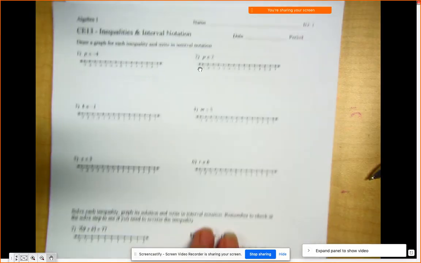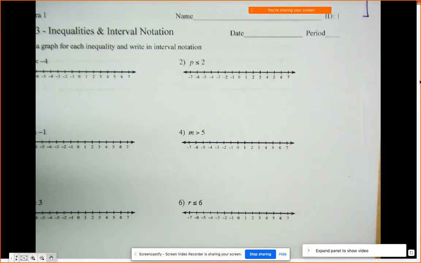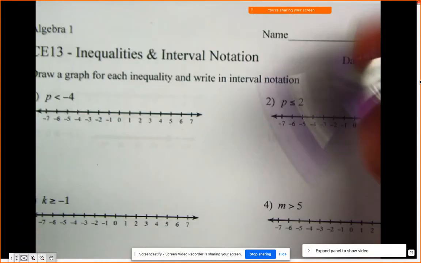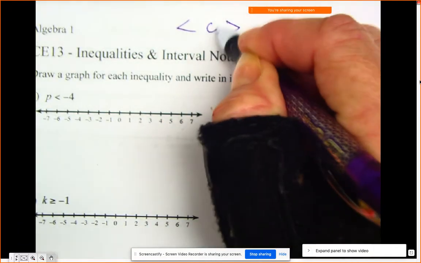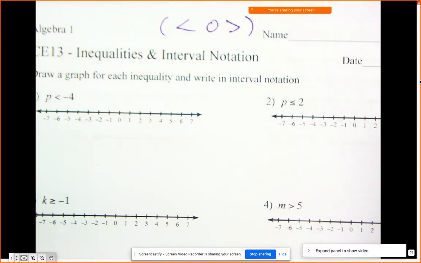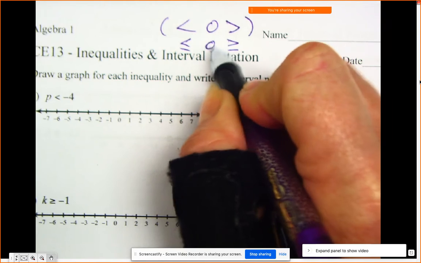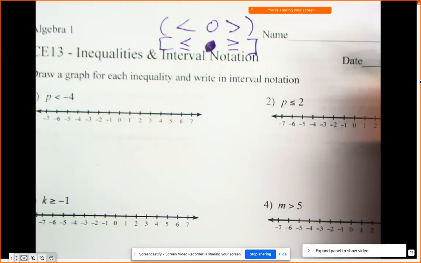Okay, for class examples, I want to make sure we understand interval notation. Okay, here's the first one I want to do. I will write at the top, if it's a less than or a greater than, we put an open circle. I'm going to put parens there. If it's a less than or equal to, a greater than or equal to, it's a closed circle. That means we include the number we're talking about, and then you put the bracket.